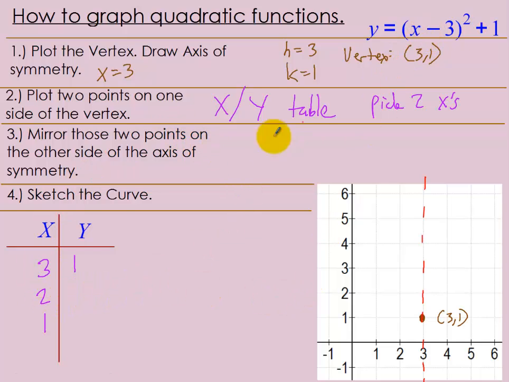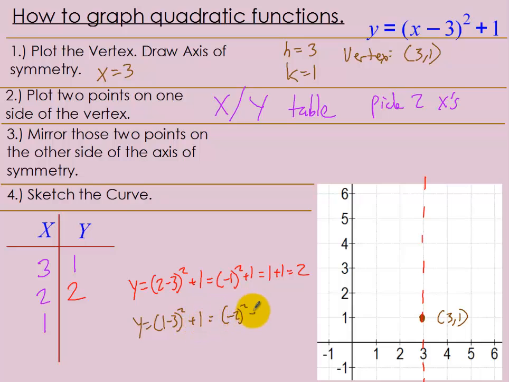So I'm going to plug in that value. For x is 2, you get y equals 2 minus 3 squared plus 1. 2 minus 3 is negative 1 squared plus 1. That's going to be positive 1 plus 1, which equals 2. So y equals 2. For x equals 1, you get y equals 1 minus 3 squared plus 1, which is negative 2 squared plus 1, which is positive 4 plus 1, which is 5. So y would equal 5.